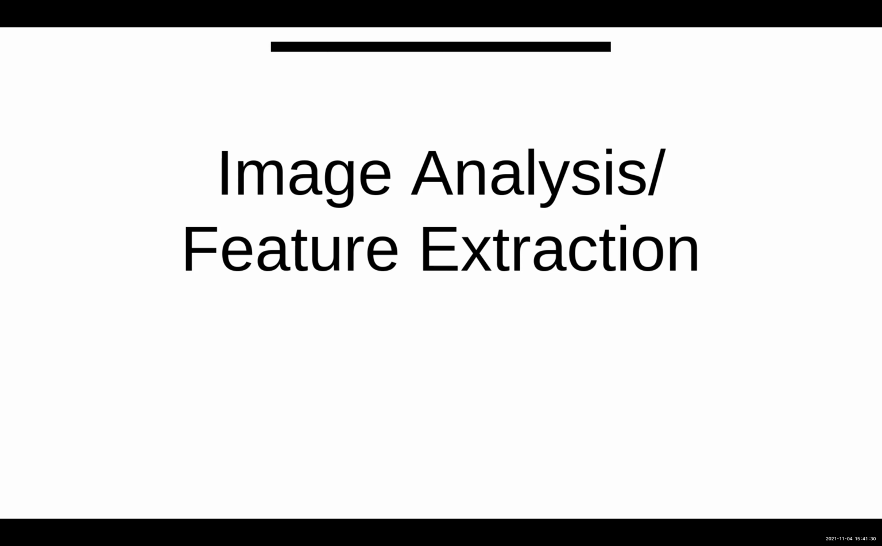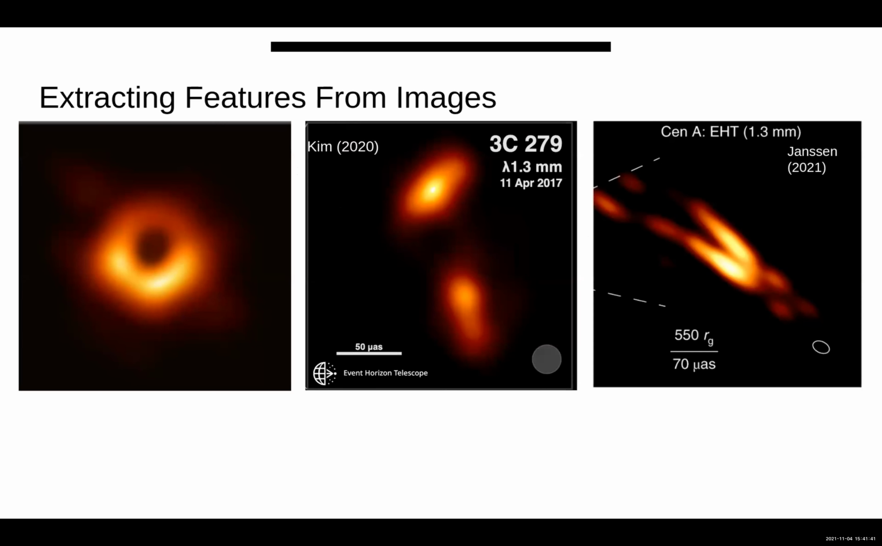Okay, so I'm going to talk a little bit about image analysis and feature extraction. This goes in line with imaging itself. So if you go to the next slide, Razieh. Imaging is really one of the first steps we need to do when we look at ngEHT data. So you have the image of M87 on the left, 3C279 in the middle, and then the recent Sgr A* results from Michael Janssen. And these images are amazing and show us a bunch of stuff. What we're really interested in is quantitative features about the images themselves.